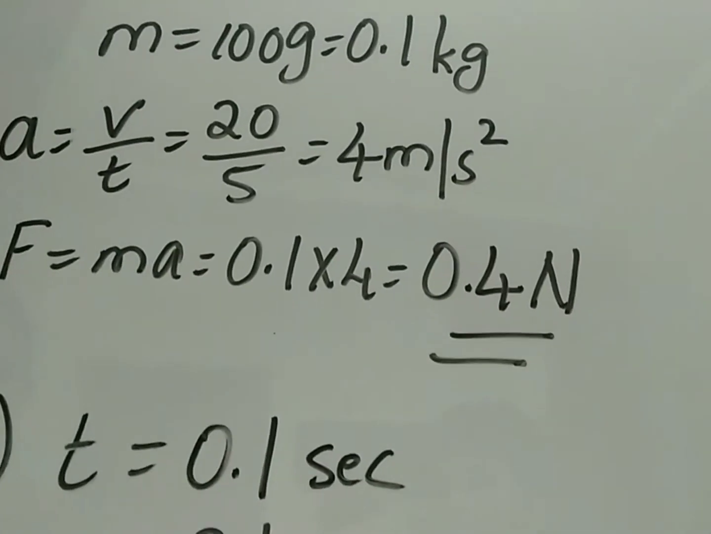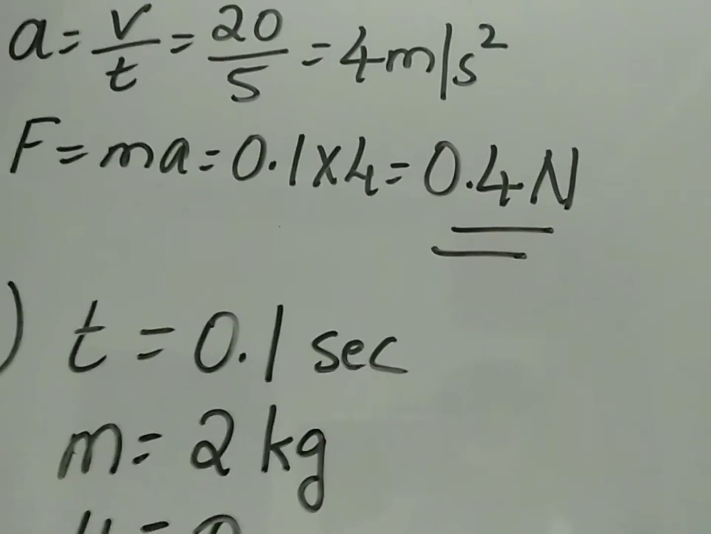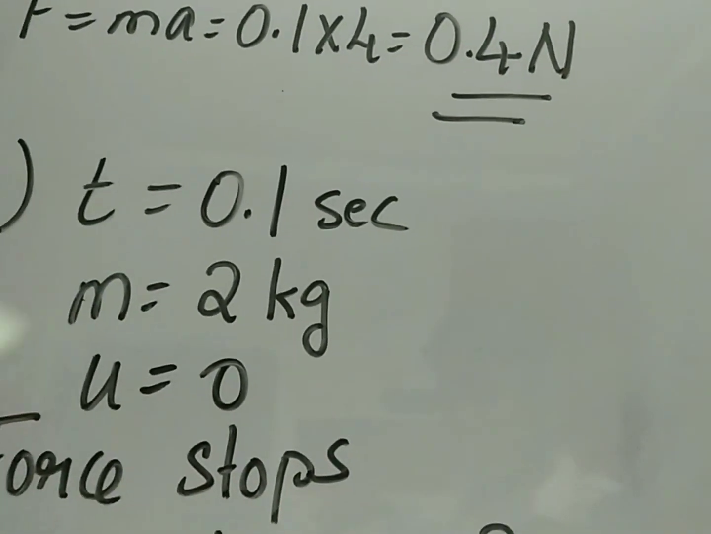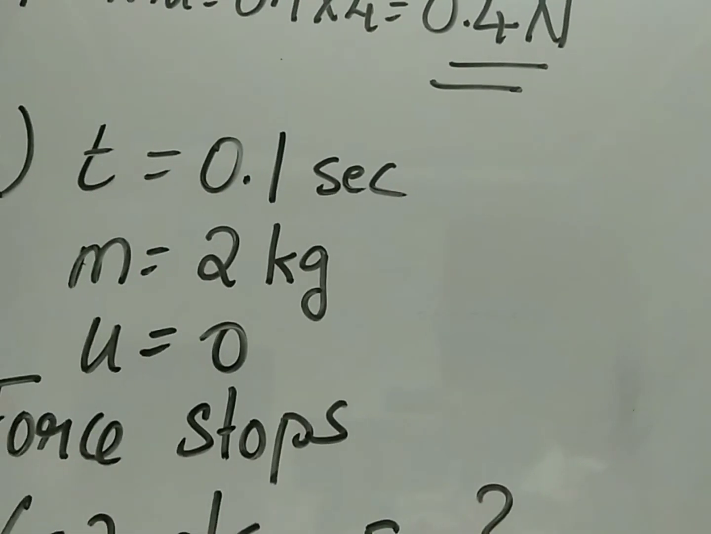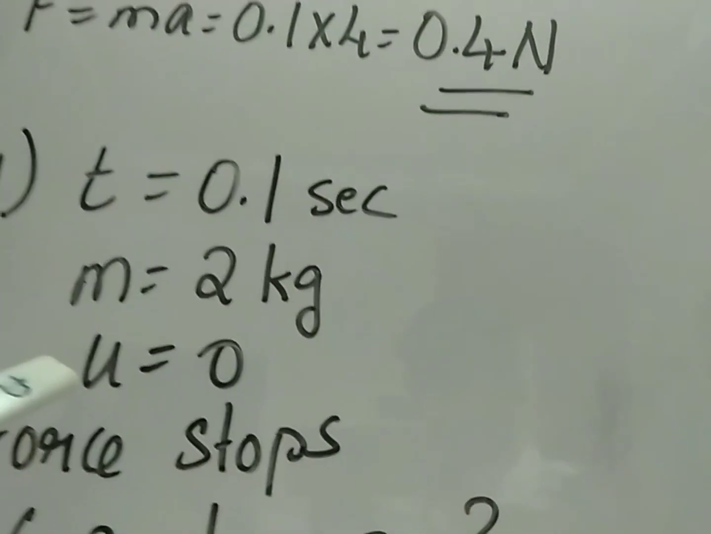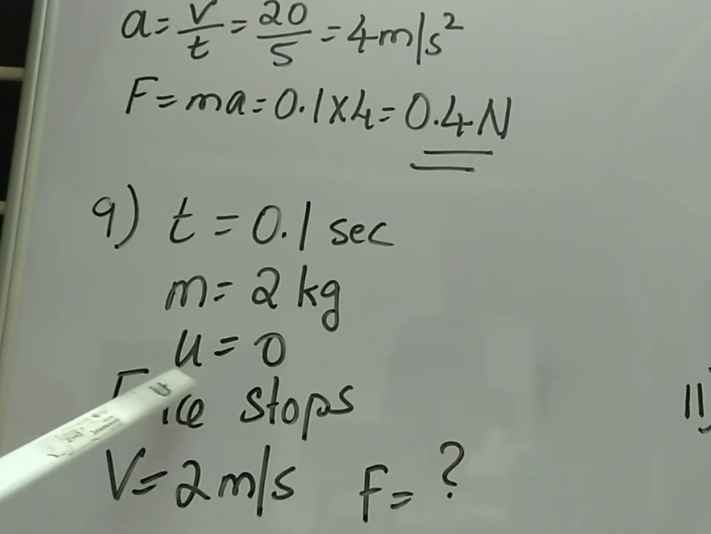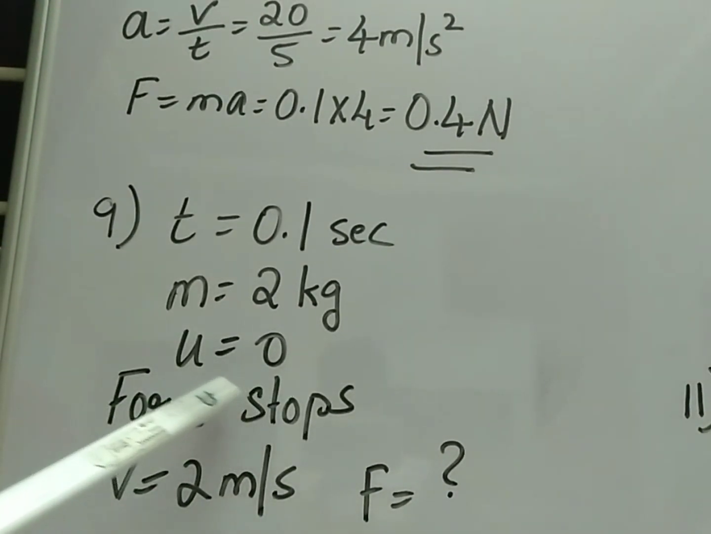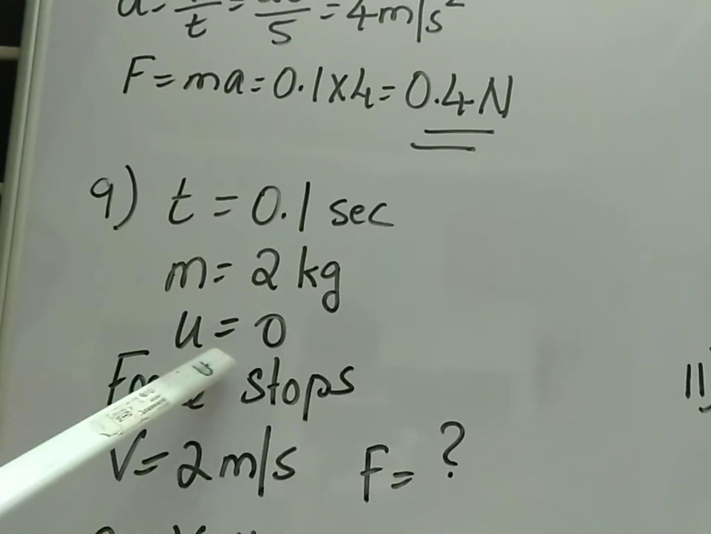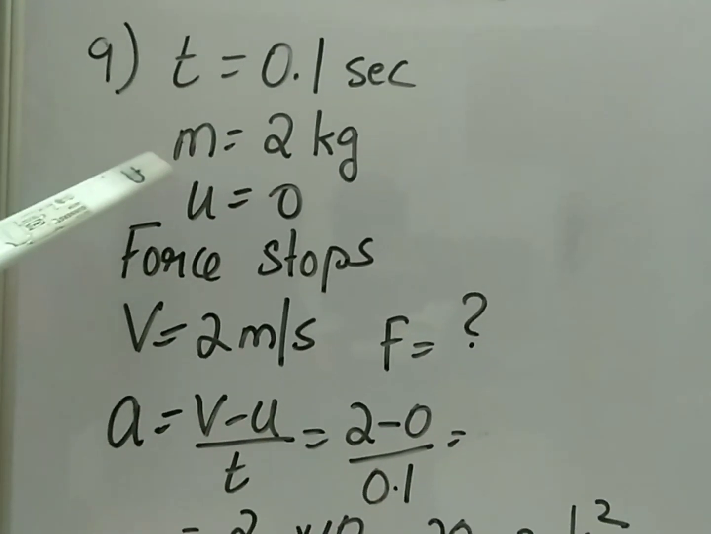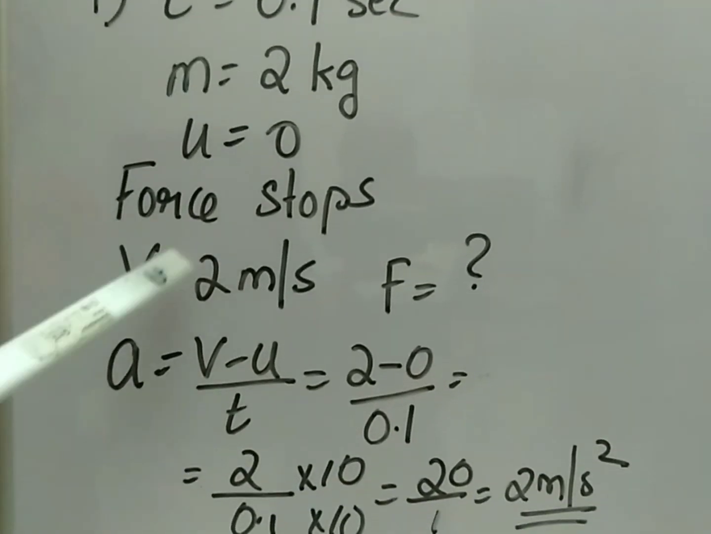A force acts for 0.1 seconds. That is, time is given as 0.1 seconds, on a body of mass 2 kg. Mass is given as 2 kg, initially at rest. At rest means u is equal to 0. So initially the body is at rest. Mass of the body is 2 kg and a force is applied for the first 0.1 second.